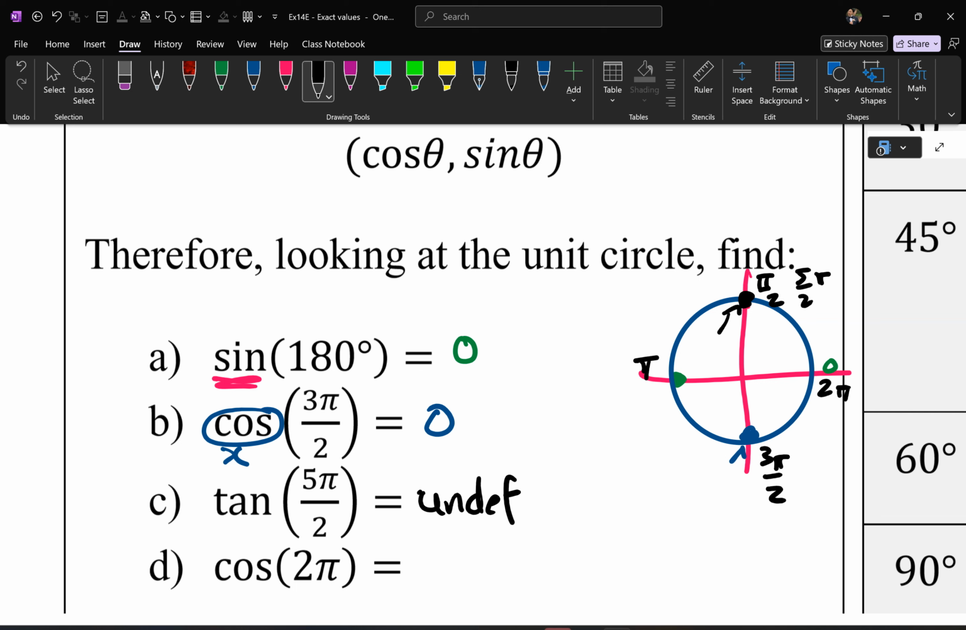Last one. Cos of 2 pi. So now I want you to think about it. Write an answer first. Write an answer in your head. Cos is the X value. So I'm asking, what is the X coordinate when you're at 2 pi? So where is 2 pi? And then what is the X coordinate? What do we have? What do we have, Artie? 1. So if you got 1, well done. If you didn't, that's the area you want to work on.